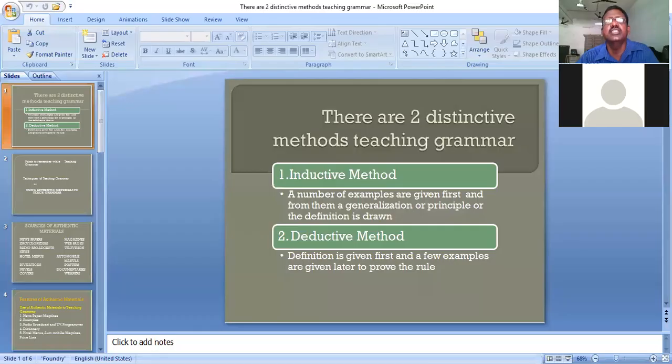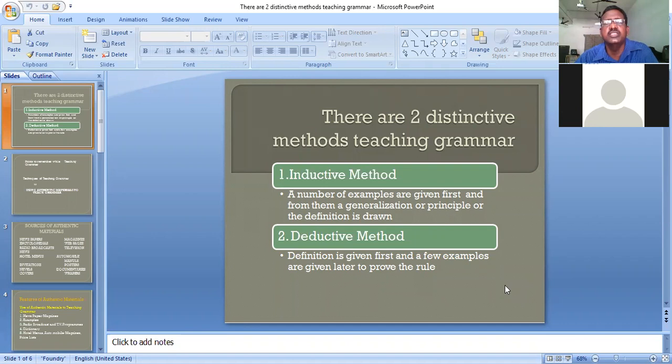Okay, can you look here? There are two distinctive methods of teaching grammar. One is the inductive method, the other one is the deductive method.